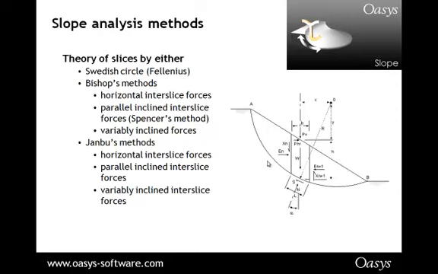The Swedish method deals with circular slips, and it's generally not used for submerged slopes or horizontal forces. Both Bishop's and Janbu's deal with horizontal interslice forces, parallel inclined interslice forces, and variably inclined interslice forces. But Bishop's is generally applicable to circular slips, and it's used where there's reinforcement, whereas Janbu is applicable to non-circular slips. So it really depends on the type of problem you're analyzing what kind of analysis method you'll use.